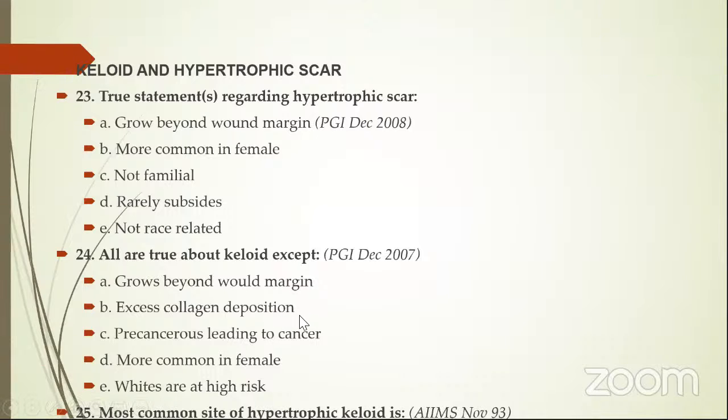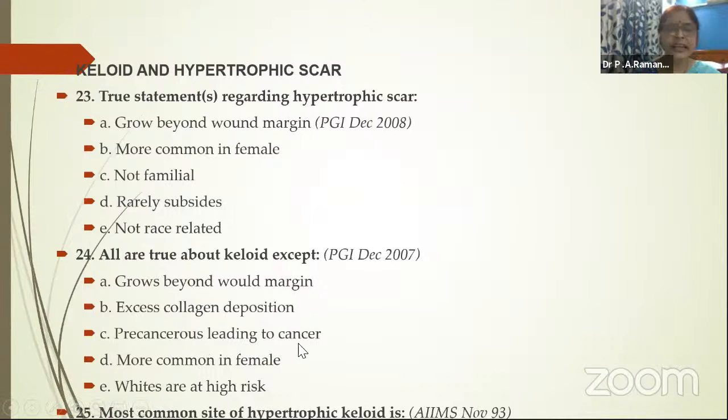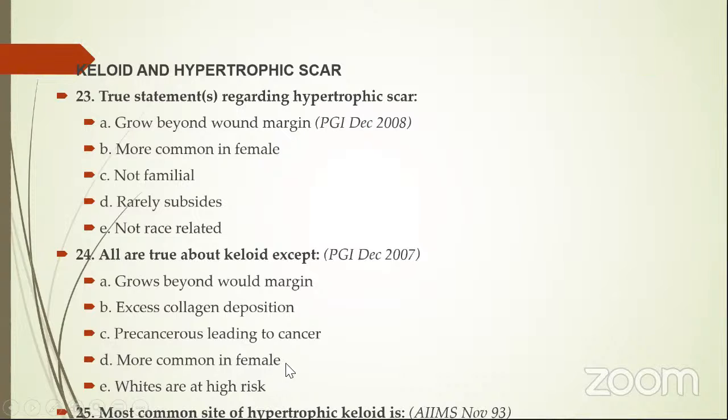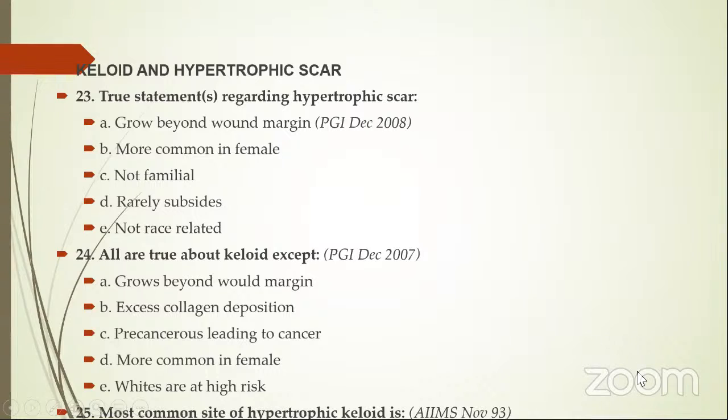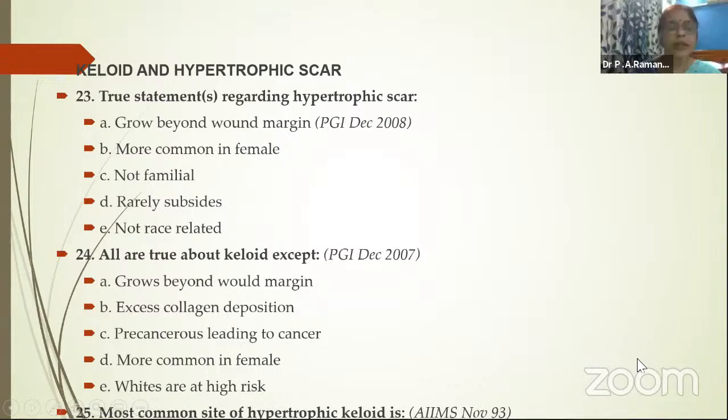Yes, ma'am. Precancerous. Is it leading to cancer? No, it is not true. More common in female, yes or no? Yes, ma'am. So it is common. This is true. Except whites are more common than blacks. This is wrong now. Blacks, negroid race, are having it. So this must be the answer. And I feel precancerous leading to cancer is also wrong. Keloids are not cancerous. Next.